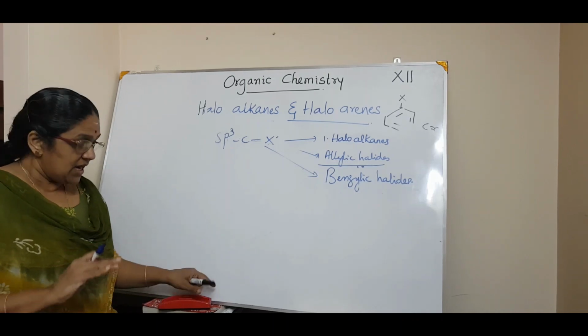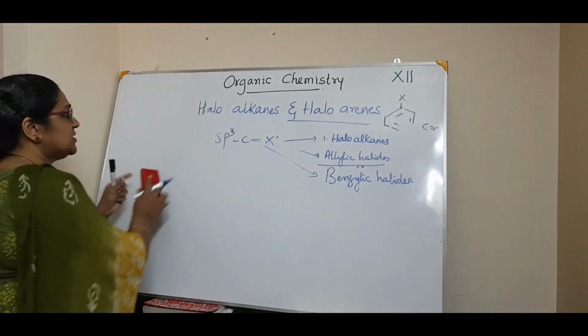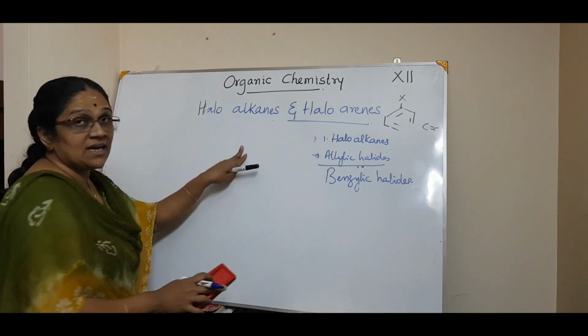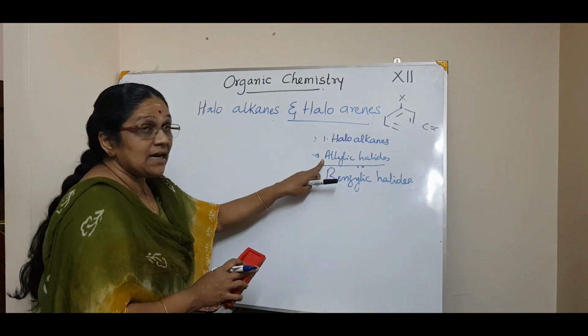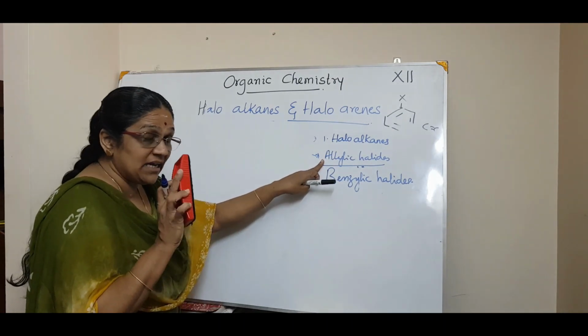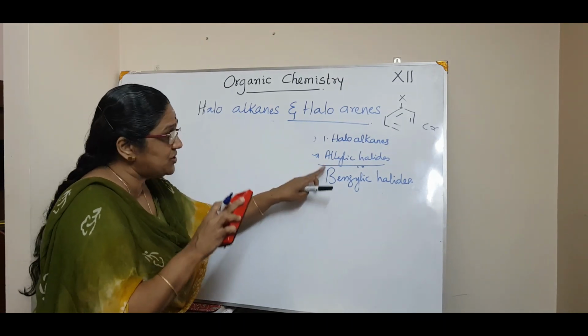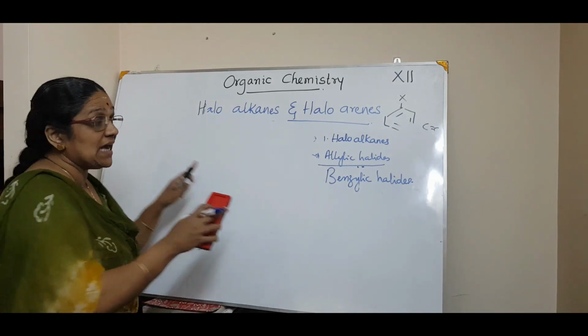Clear? Okay. Now coming to the third and the last classification. This classification has three types: haloalkanes or alkyl halides. Second is allylic halides. Remember, there will be a double bond to the carbon atom attached to the halogen, and then this is benzylic halides.